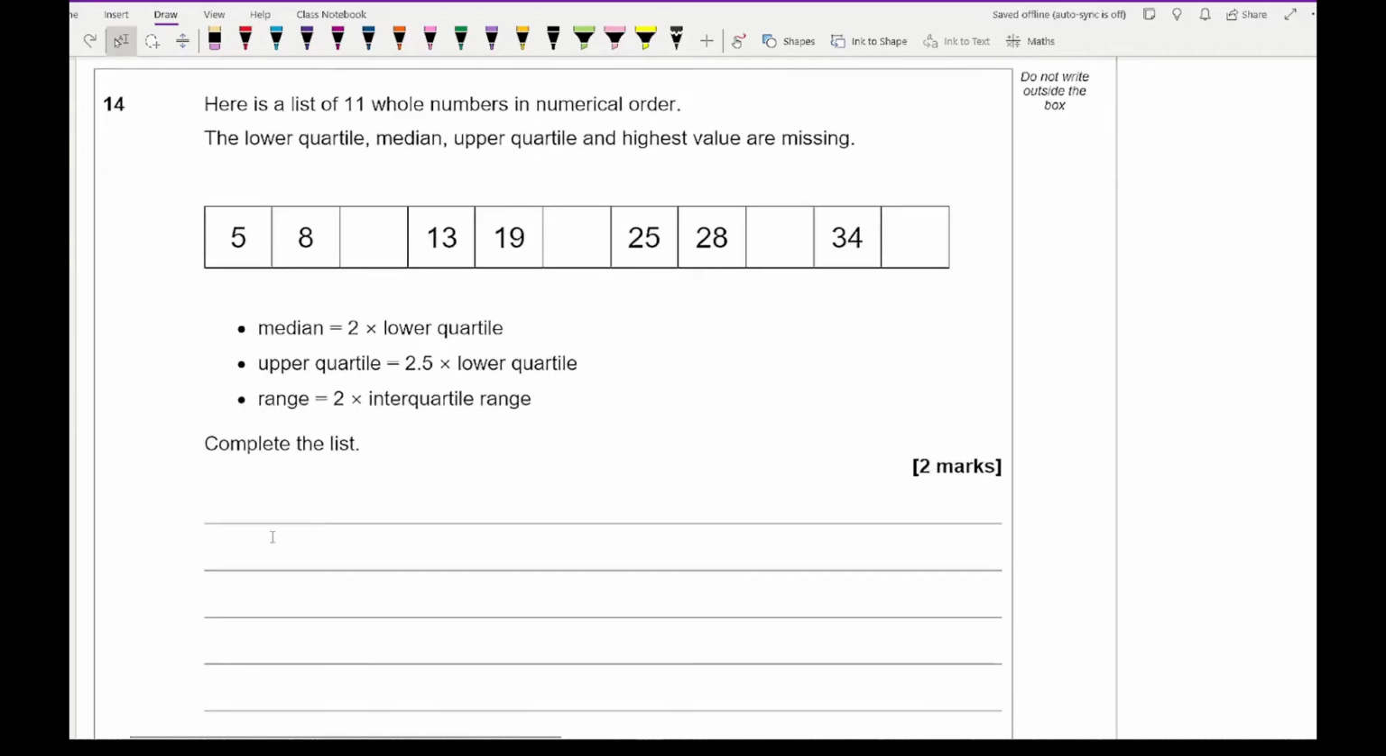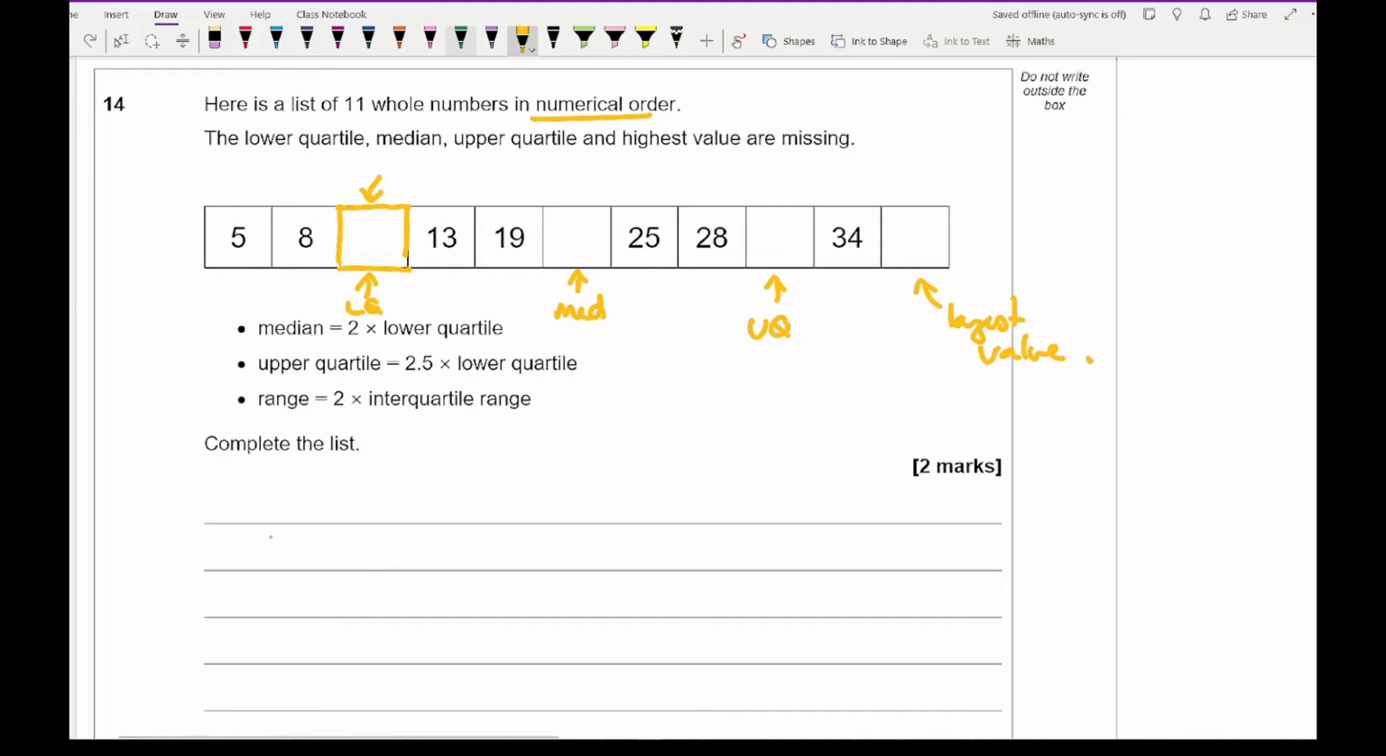Moving on to question 14, it says here is a list of 11 whole numbers in numerical order. The lower quartile, the median, the upper quartile and the highest value are missing, and we've got some information here. Now looking at this, it says the median is 2 times the lower quartile, the upper quartile is 2.5 times the lower quartile, and the range is 2 times the interquartile range. So first of all, the thing to remember is that all of these numbers are in numerical order as it states. So this number that goes here is our lower quartile, this number is our median, this is our upper quartile, and this is the largest value.